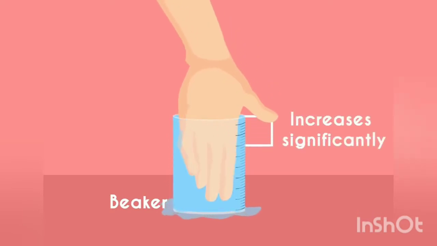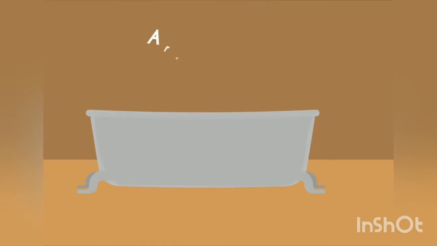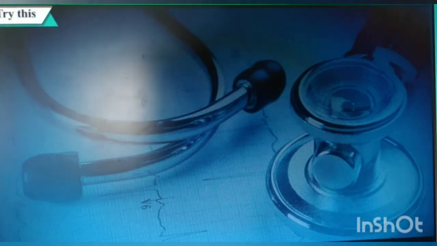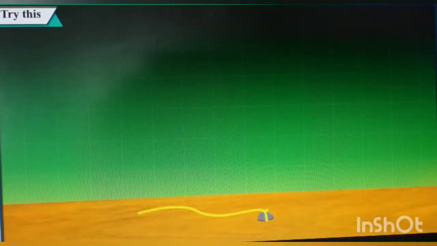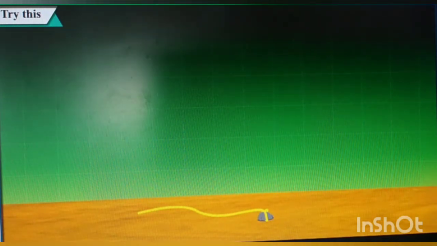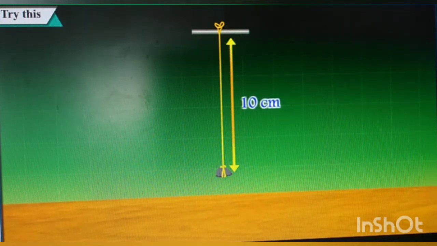So here, we can notice that the water is displaced by the object that goes in. Now try this. Take a long rubber band and cut it at one point. At one of its ends, tie a clean washed stone or a 50-gram weight. Now hold the other end of the rubber band and make a mark there.